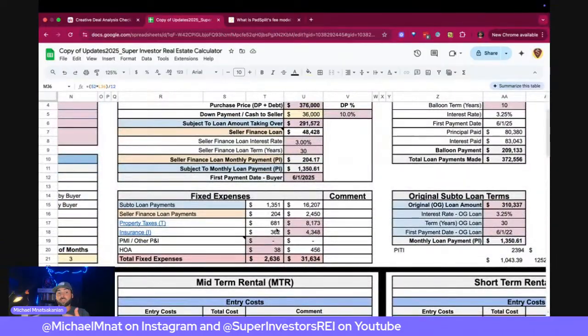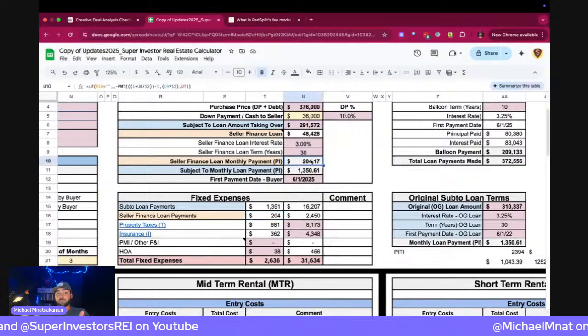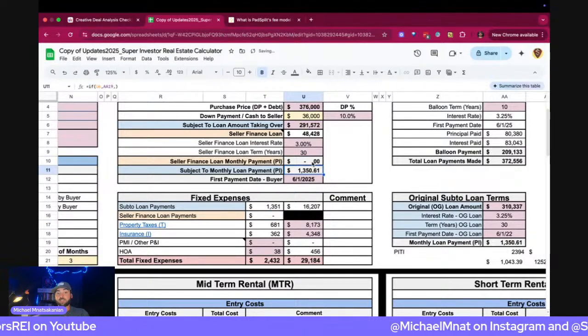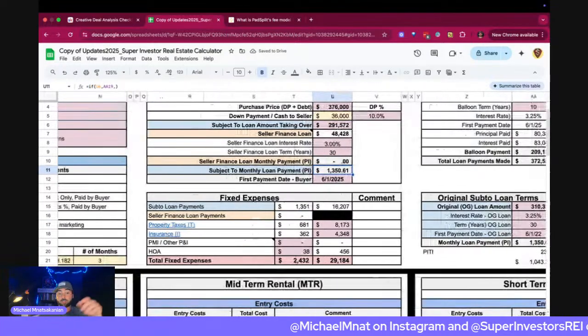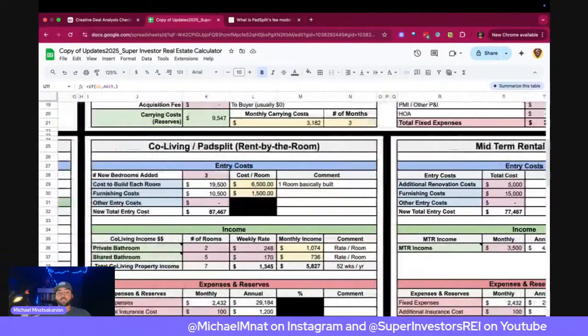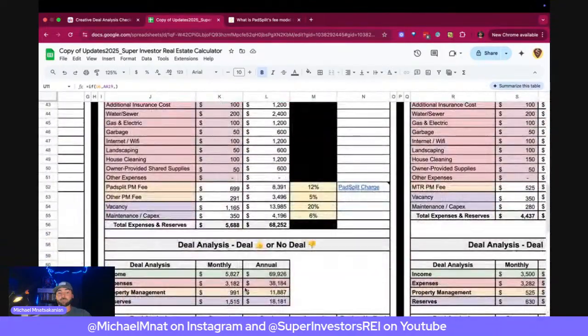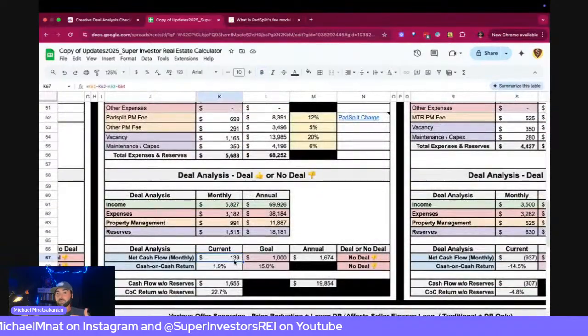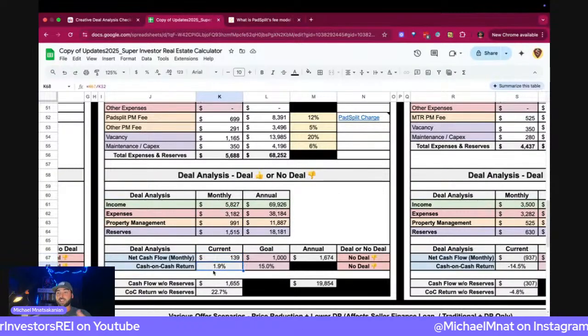Well, the only real thing you can negotiate is the seller finance payments. But even if you set this to zero payment, right? No payment, that's still only another $200 of income. That's still not a great deal. It's still only cash flowing you less than $200. The cash on cash return is really low.